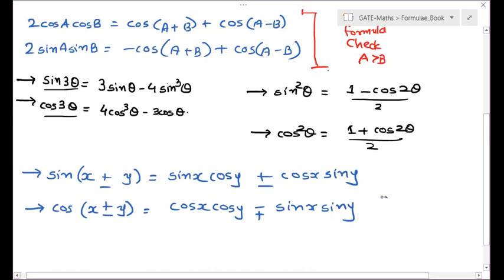Please give me some response. Are these formulas clear or not? Type in the chat box. Is everything clear till this point? Previous question and this?